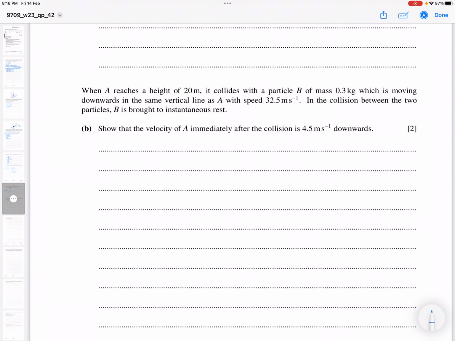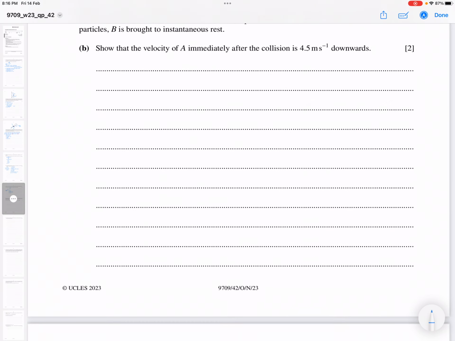Okay, then for part B, it says when A reaches a height of 20 meter, it collides with a particle B of mass 0.3 kg, which is moving downward in the same vertical line as A with speed 32.5 meter per second. In the collision between the two particles, B is brought to instantaneous rest. Show that the velocity of A immediately after the collision is 4.5 meter per second downwards.